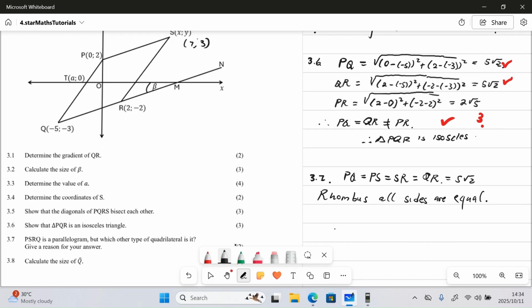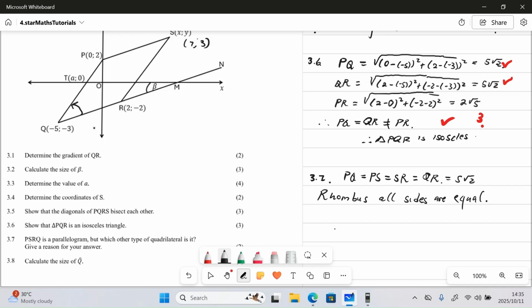So let's check first. We are looking for the size of this angle. We need to ask ourselves, where is this angle, or what is the name of this angle? This angle is the angle between two lines. So the angle is between the line QN and PQ, meaning I must use the angle of inclination of QN and the angle of inclination of PQ. I repeat, this is the angle between two lines.